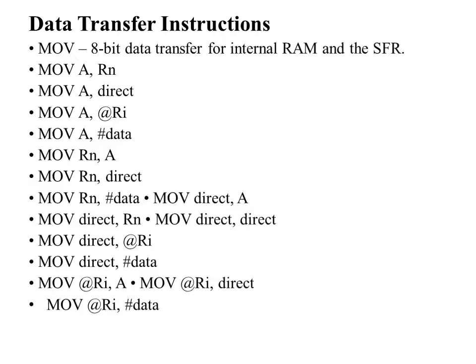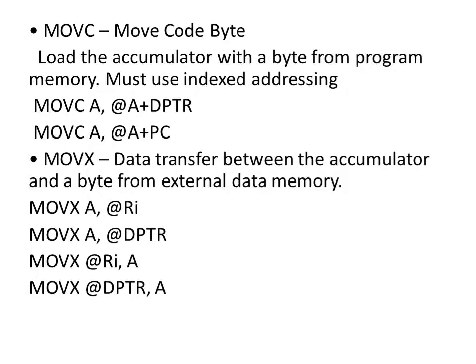Similarly, MOV A, direct. Direct addressing means whatever direct address we provide, the contents of that memory location will be moved into the accumulator, and so on. The next instruction is MOVC, move code byte. What this instruction does is copy a byte of data from code memory and load it into the accumulator. It uses the indexed addressing mode.